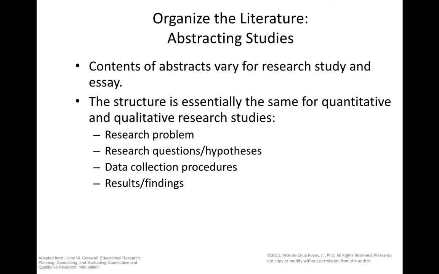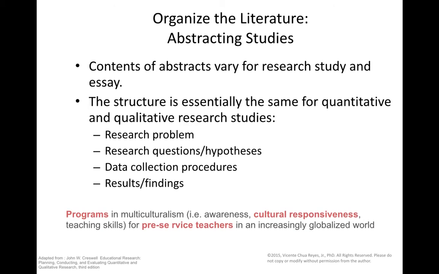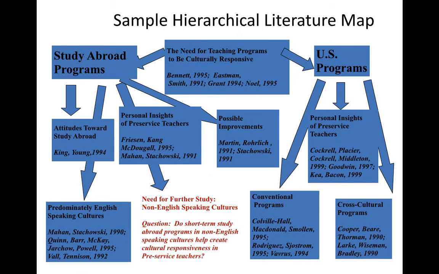So in other words, when you already have, let's say, 20 sources, it cannot be that they're just there. You need to organize them, and one way to do it is to abstract them. So identify the research problem of the first source, its questions, hypotheses, procedures, and findings, and do that for all your 20 sources. For example, if we have programs in multiculturalism, I have, let's say, obtained 8 sources from that, and then another 10 for cultural responsiveness, and then 2 for pre-service teachers. I make sure that my sources are properly abstracted.